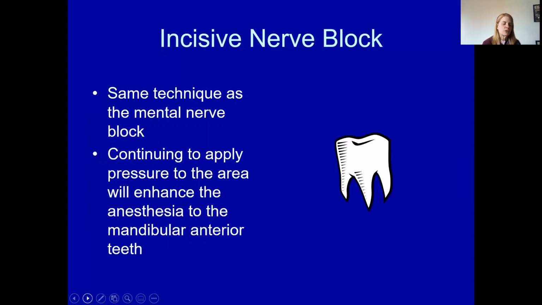The incisive will numb facial gingiva of the mandibular anterior teeth and premolars, skin of the chin, the lower lip, and the teeth. The difference between the incisive and the mental is the incisive, once you've massaged the anesthesia through the mental foramen, additionally numbs the teeth.